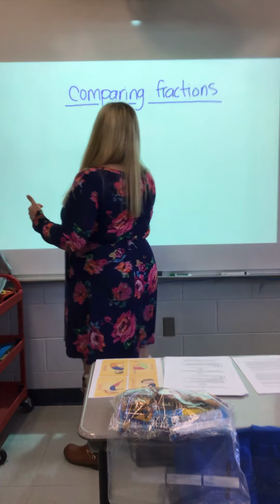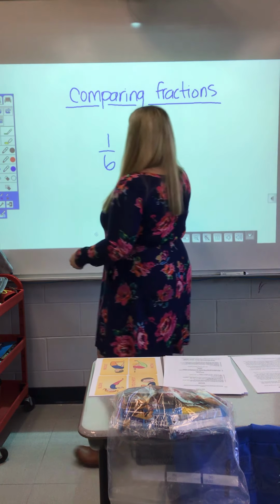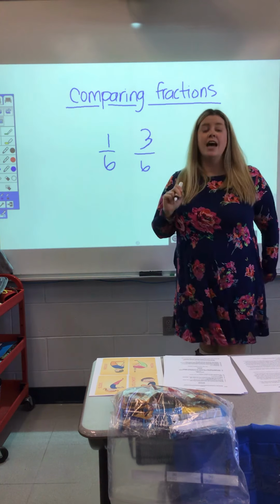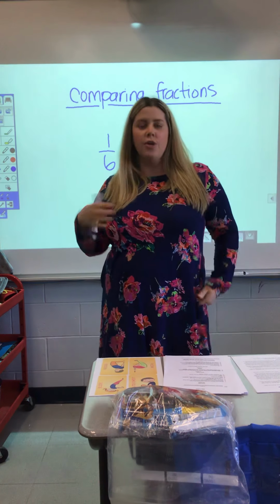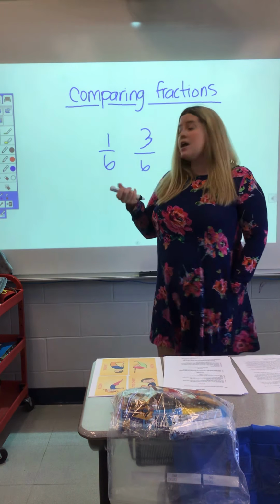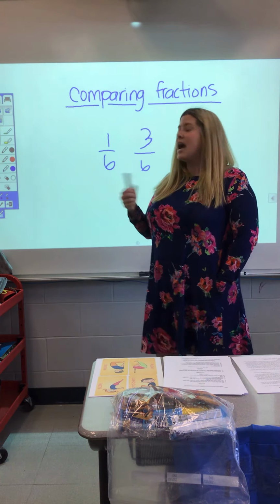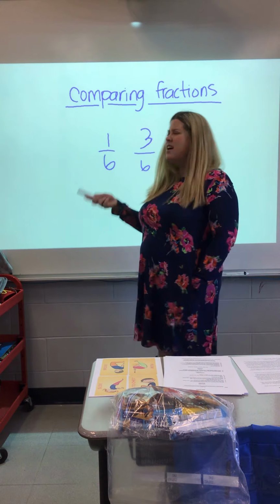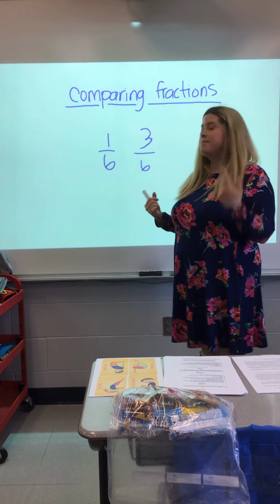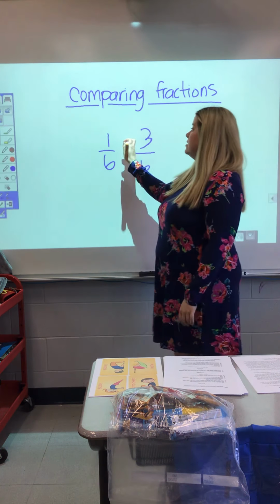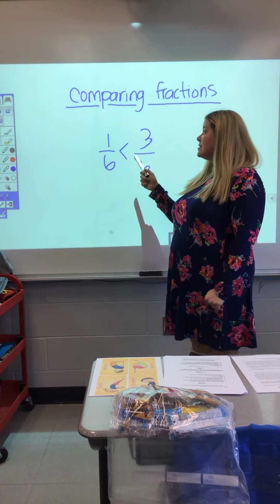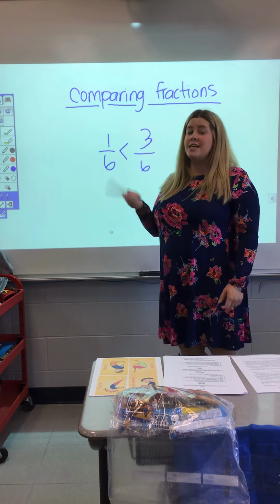So if I have 1/6 and 3/6, I don't really need to draw a picture or a number line. I can, and that's helpful if you need it. But if my denominators are the same, I can just look at my numerators. Is 1 greater than, less than, or equal to 3? Right, it's less than. So I would put in my less than symbol, and then I would read this as 1/6 is less than 3/6.